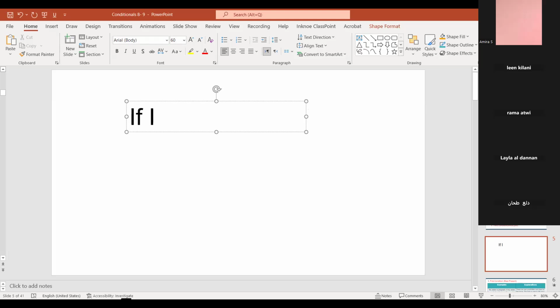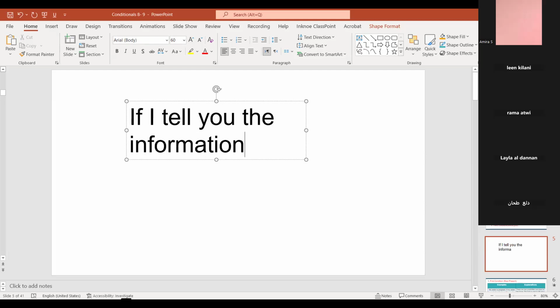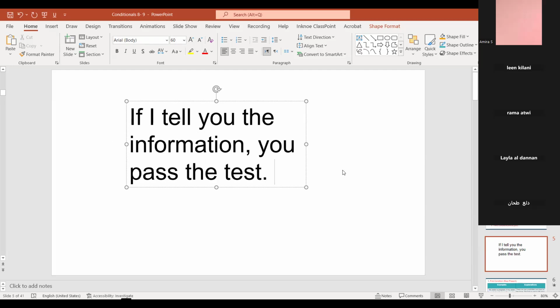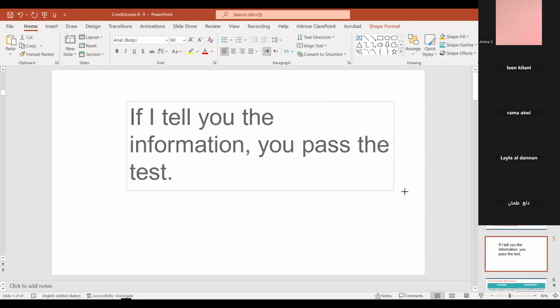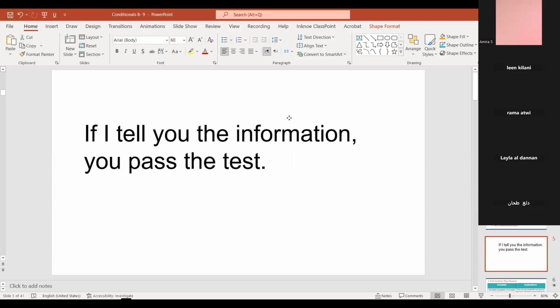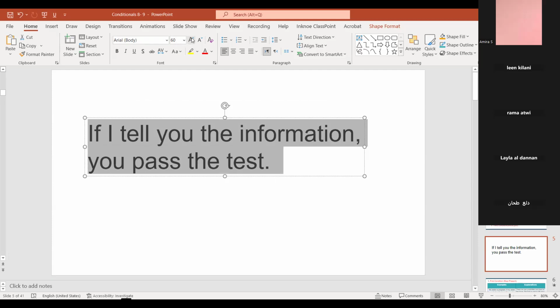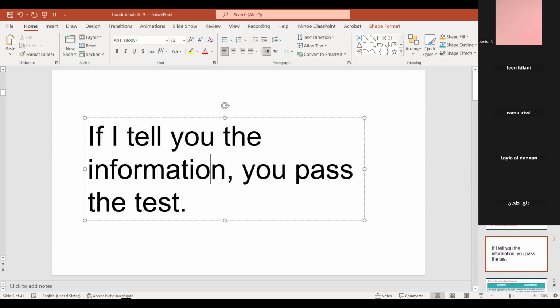If I tell you the information, you pass the test. Do you think that my sentence is a conditional sentence, Yaleen? Yes. Bravo. Does it have an if clause? Yes. Does it have a result clause?